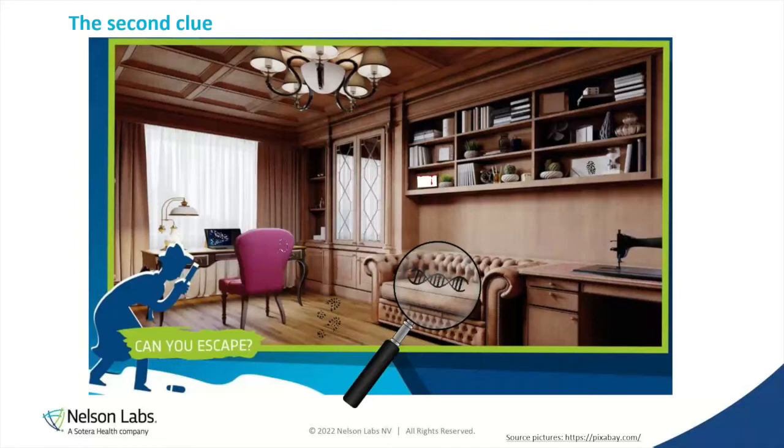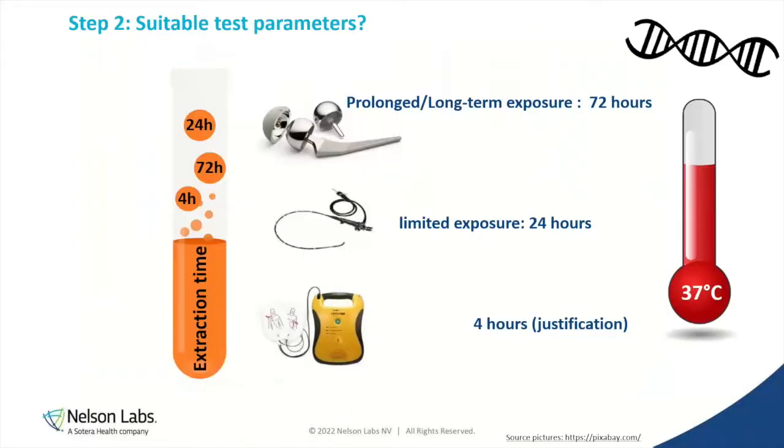So in the second clue, we're going to talk about a few more things in the testing we want to look at. So this is not necessarily a lab error, but maybe something we should have done differently when making decisions about how to run the test. So this is talking about test parameters. So we're going to first talk about extraction time.